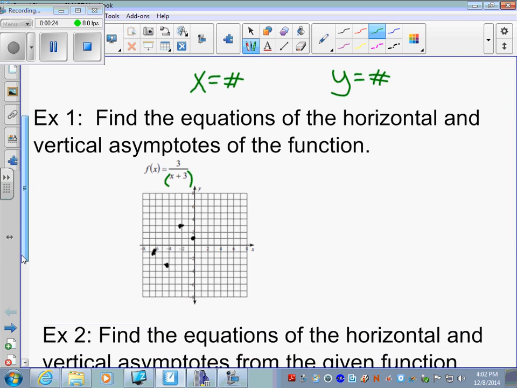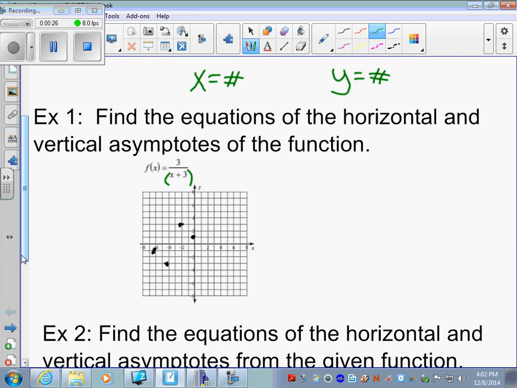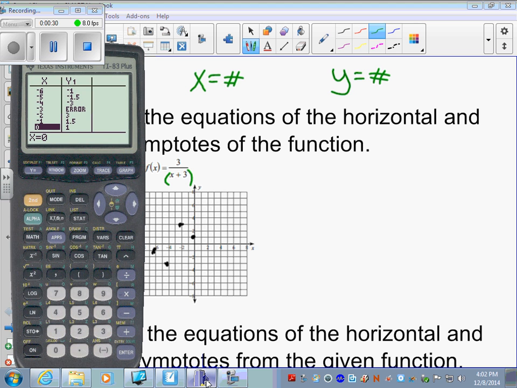Example 1, find the equations of the vertical and horizontal asymptotes of the function. So first plug it into the calculator, graph it. I see there's a vertical asymptote on my graph. I go to the table, pick out some points, -6, -1, -4, -3, -2, 3, and 0, 1. And I graph it. I see at -3 there's an error. That's going to tell us one of our asymptotes.